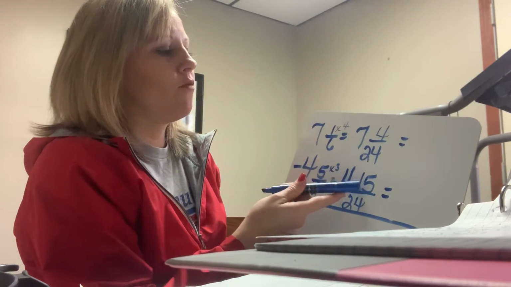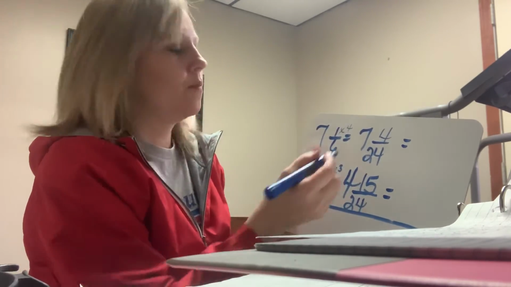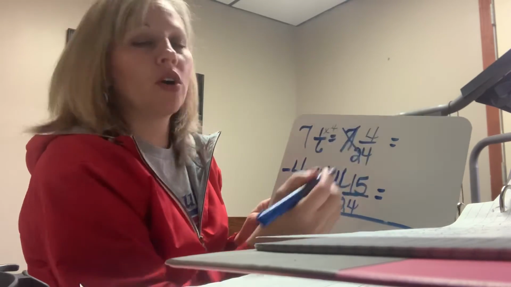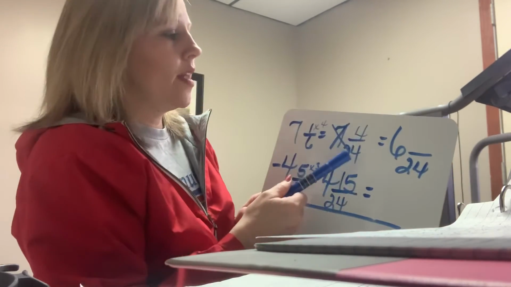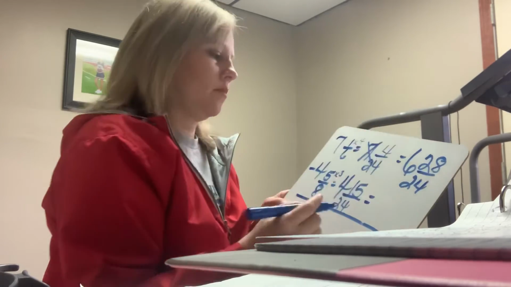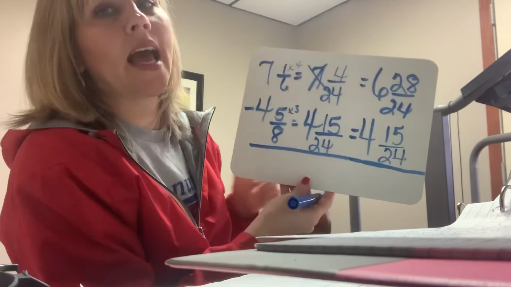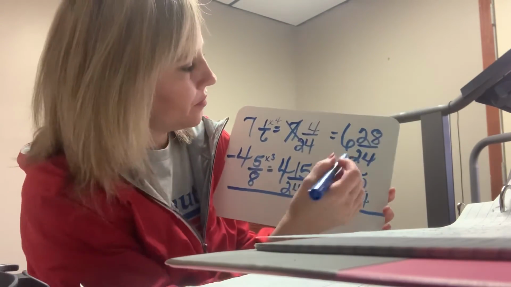When we get to this step, you cannot take 15 from 4. We have to regroup it. Borrow from the 7, make it a 6. Your 24 stays the same. 24 plus 4 becomes 28. Pull over your 4 and 15 24ths. Now our denominators are the same and we're ready to work.